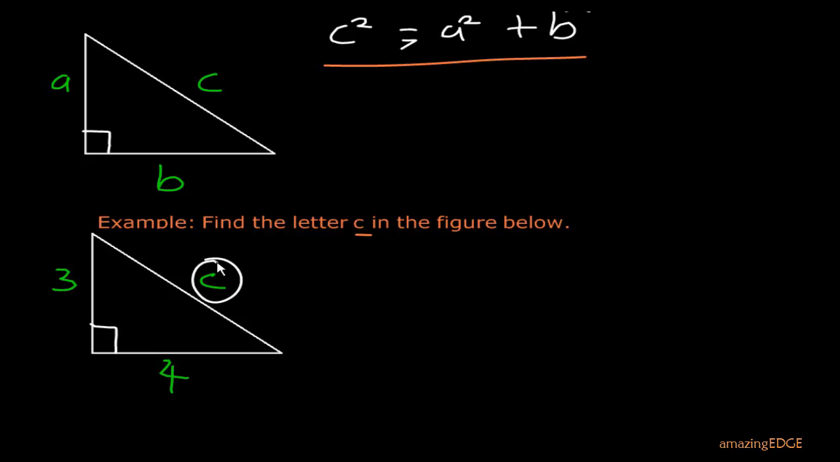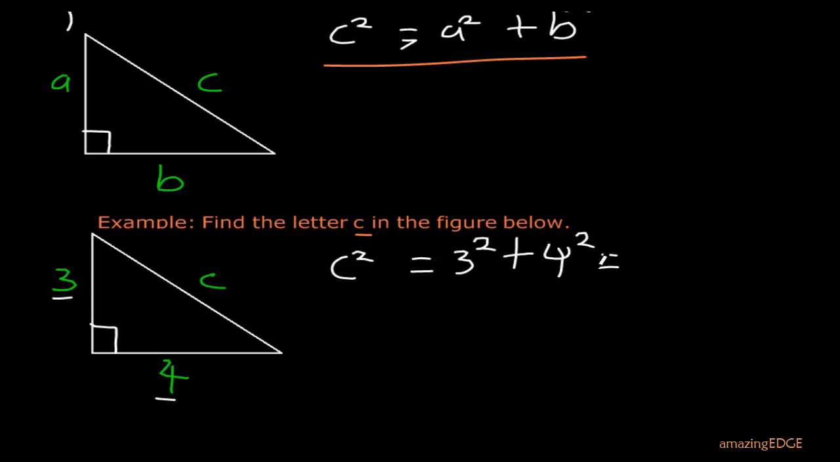So this side, we want to look at the value it will take. Then we observe that C is the hypotenuse, so it is the longest side. So by Pythagoras theorem, C squared will be equal to the square of 3 plus the square of 4. So this will be equal to 3 squared plus 4 squared.